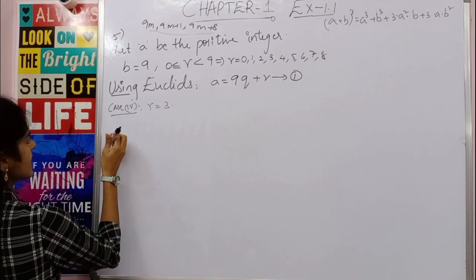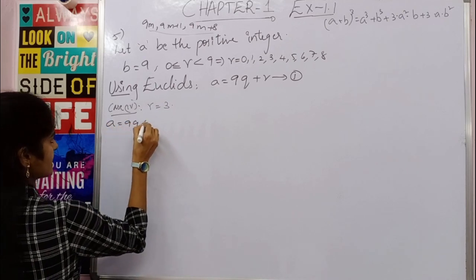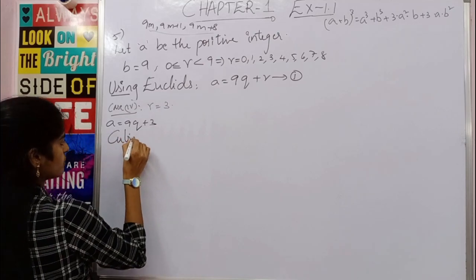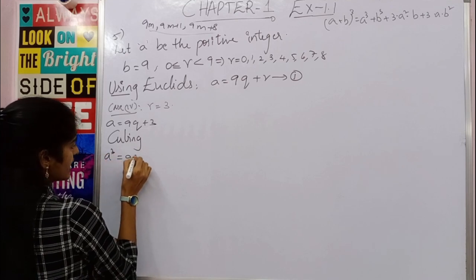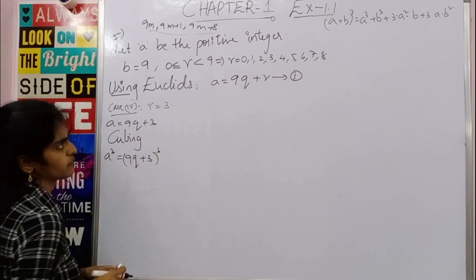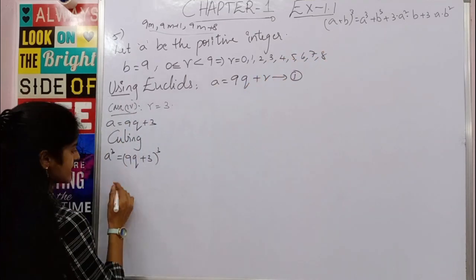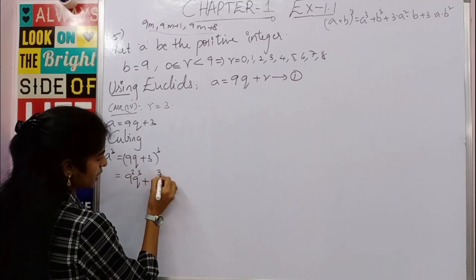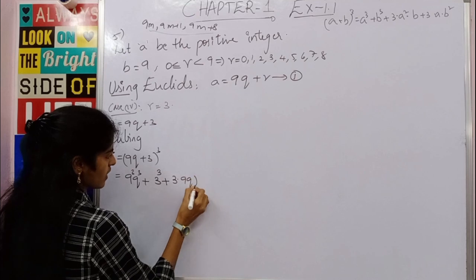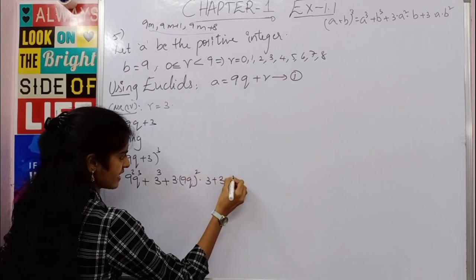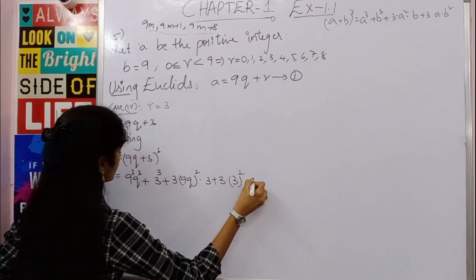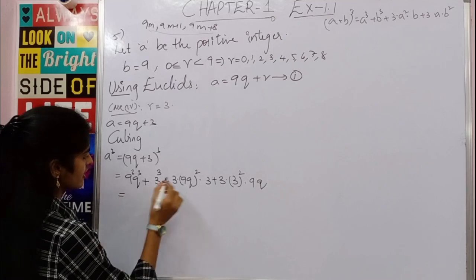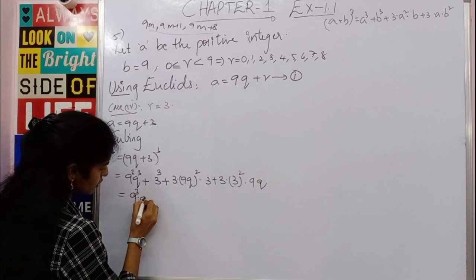So what happens? A equal to 9q plus 3. But we want the cube. So cubing on both the sides, what do you get? a cube equal to 9q plus 3 whole cube. It is again the same formula now. So let us write, it is 9 cube into q cube, a cube plus b cube plus 3 a square b plus 3 b square a. A is 9 cube. Clear? Simple substitution.